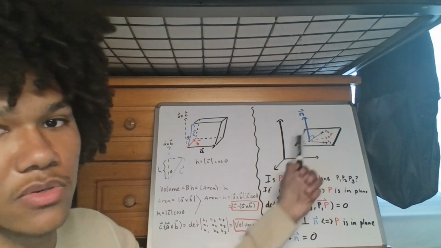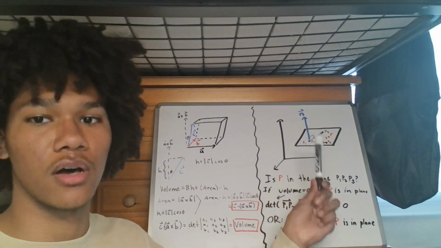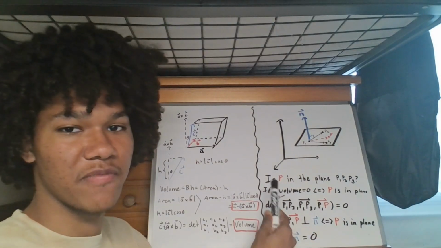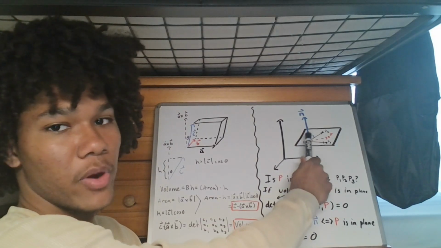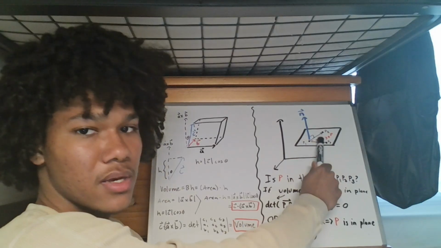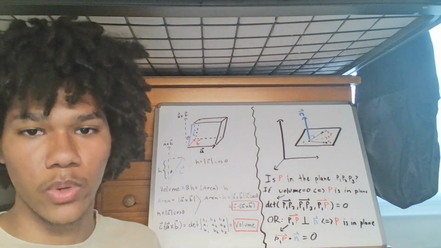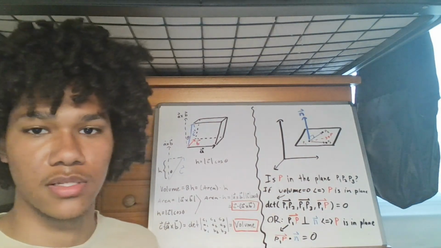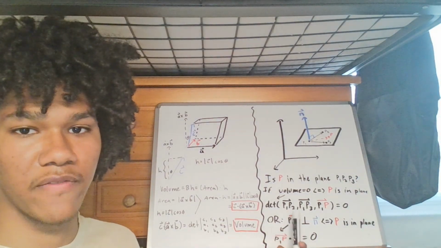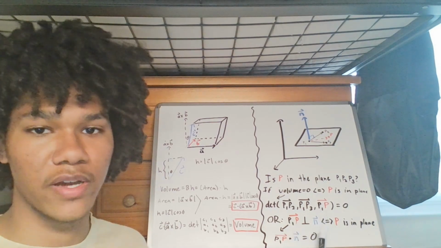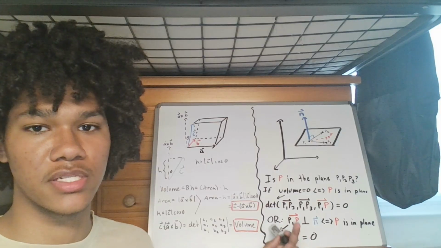Same thing for P1 and P2. Again, the question we're asking is, is P on the plane? If P is on the plane, that means the vector between a point that's already on the plane and P has to be perpendicular to the normal vector. Again, we want to explain this concept mathematically. So if P1 to P is perpendicular to the normal vector, that means their dot product is equal to 0.